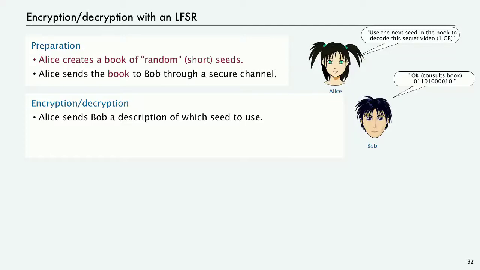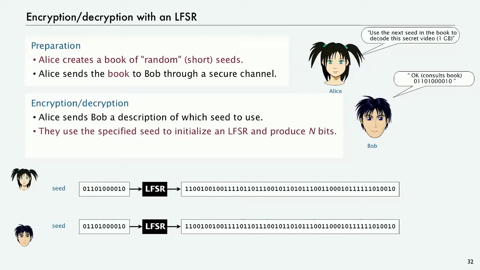And it's going to be a short seed, some entry in the book, but now my secret video is 1 gigabyte, and Bob looks up and says, okay, now I have the short seed that I can use. So they both use the specified seed to initialize a linear feedback shift register and produce n bits. Since the machine is deterministic, they give it the same input, they're going to get the same output. That output is pseudo-random, so now it can serve the same function as the one-time pad. It's just way longer than the seed, and that is a big advantage.